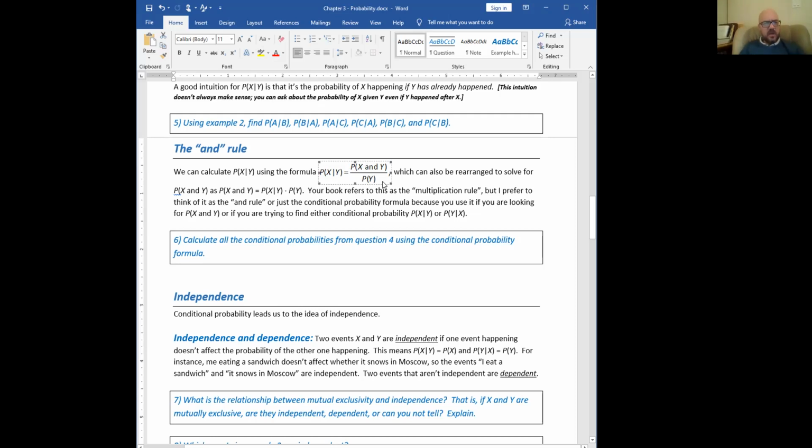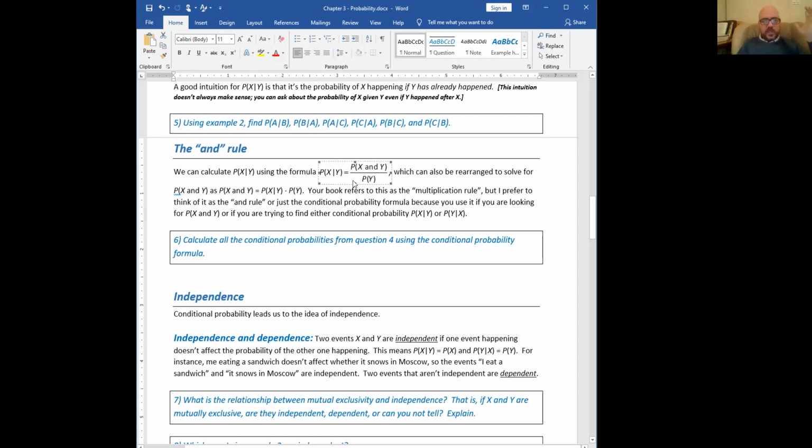Your book calls this the multiplication rule. I called it the AND rule here, but that's probably a bad name too. Conditional probability formula is what I'll call it in the future, and I'll probably change my notes for next semester, so you don't have to go edit yours. But there you go.